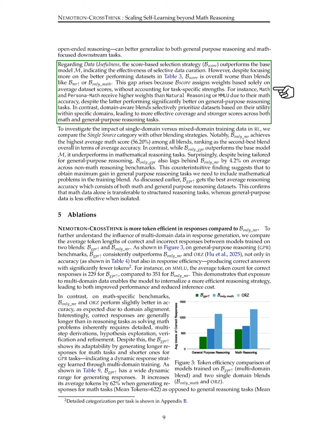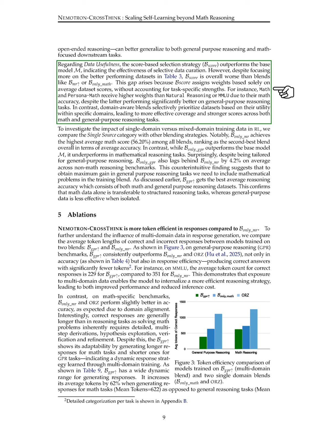Regarding data usefulness, our score-based selection strategy, B_Score, outperforms the base model, demonstrating the effectiveness of selective data curation. However, it still lags behind blends like B_MC+Pero and B_only_math because it assigns weights based solely on average dataset scores, neglecting task-specific strengths. For example, Numina Math and Persona Math receive higher weights despite natural reasoning and MMLU performing better in general-purpose tasks.